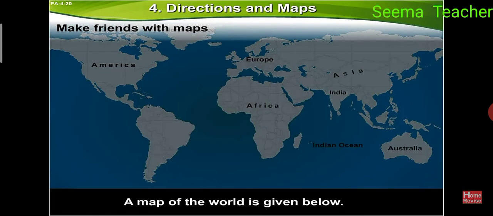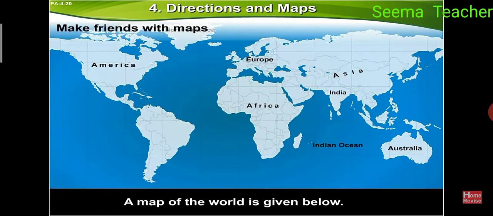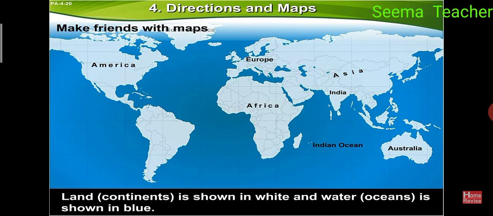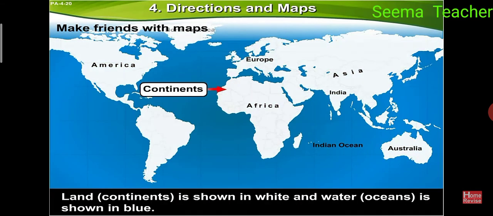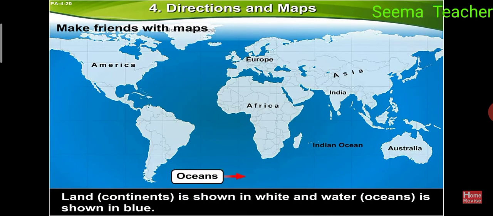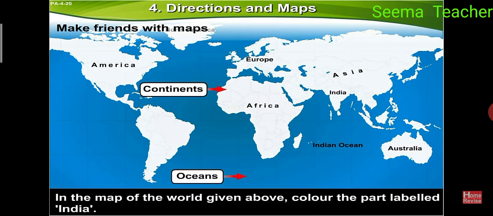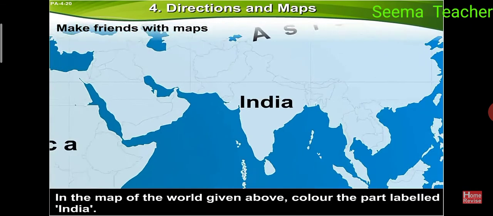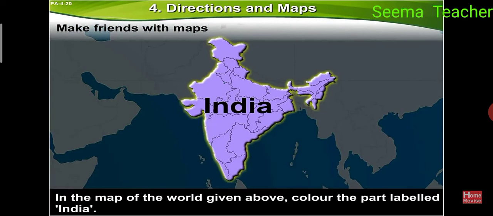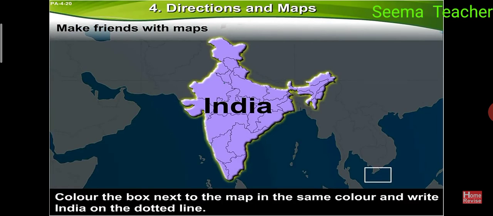A map of the world is given below. Land continents are shown in white and water oceans are shown in blue. This special map has been created so that all the land and water on the earth can be seen at a glance. In the map of the world given above, color the part labeled India. Color the box next to the map in the same color and write India on the dotted line.